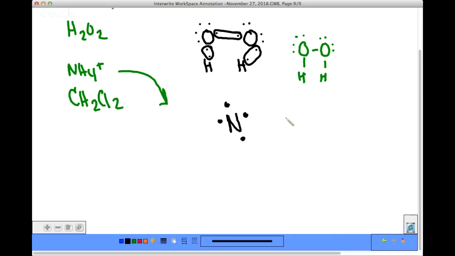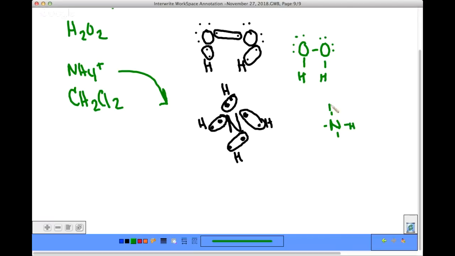Now we have hydrogens. We have 4 of them. Each hydrogen is going to need to form a bond. So I'm going to arrange those around here, because if nitrogen only has 4 valence electrons, that means that it's going to need to have 4 bonds. The only way for nitrogen to have 4 bonds is to create a bond with each hydrogen. If I redraw this, I'm going to redraw my bonds as lines.